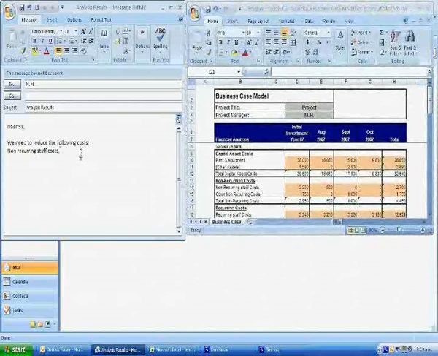Now that I have my two windows side by side, I don't have to worry about switching between them, and I can just carry on with typing my email.